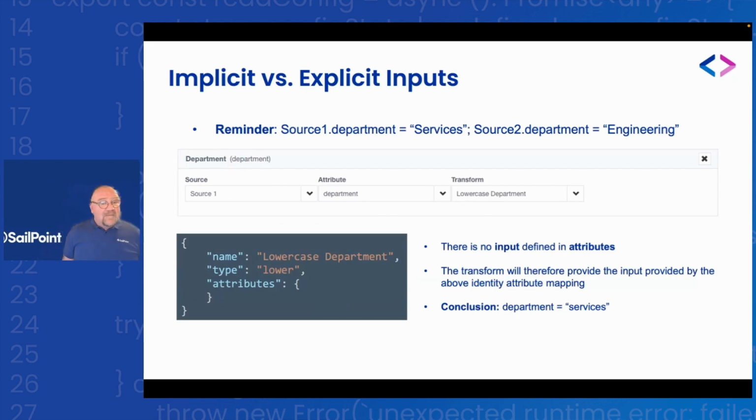So if we're implicit, then that means it will take the value which has been inputted from the UI, and it will transform that data. So here we're saying that source 1 department, so it will take the source 1 department, and it will output services in lowercase. So that's implicit. It just takes the value from the UI.